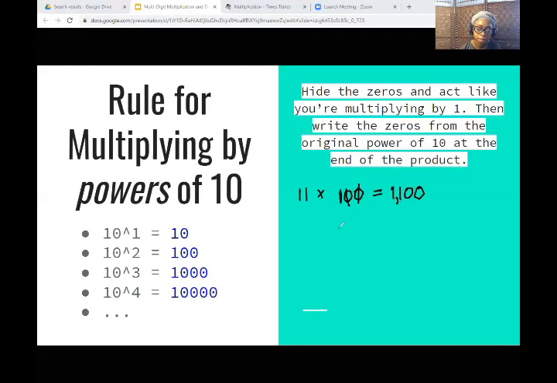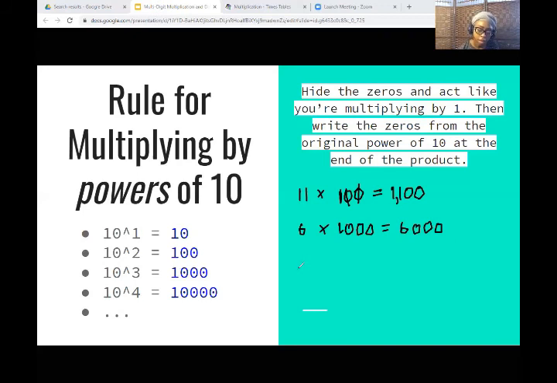Okay. Not too bad. How about 6 times 1000? We're going to do 6 times 1, which is 6, and then put the zeros. We had 3 zeros, so we put 3 zeros back there. So 6 times 1000 is 6,000.